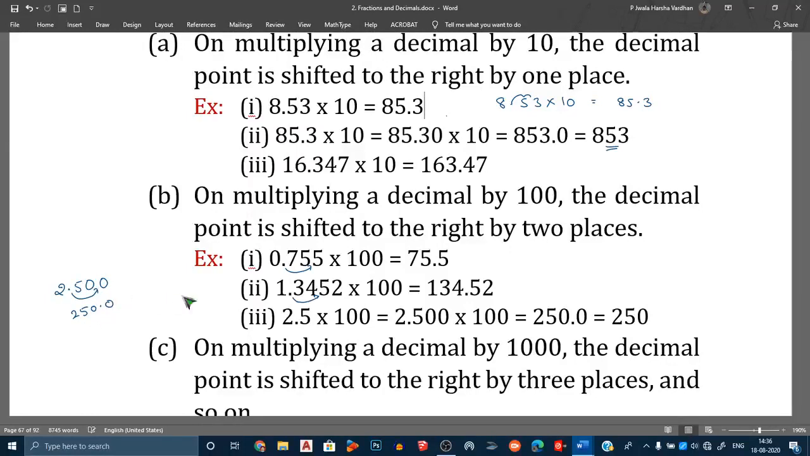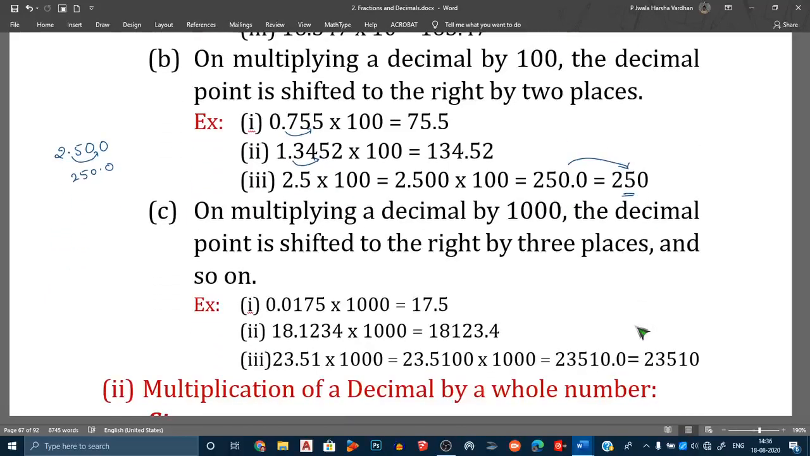Now it will become 250.0. Okay, 250.0. So now you can write it again in the form of 250 only, because after the point only 0 is there. So you can omit this also. So the value is 250 only. So by multiplying 2.5 into 100 you will get 250.